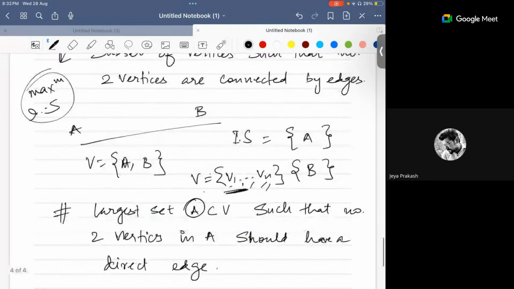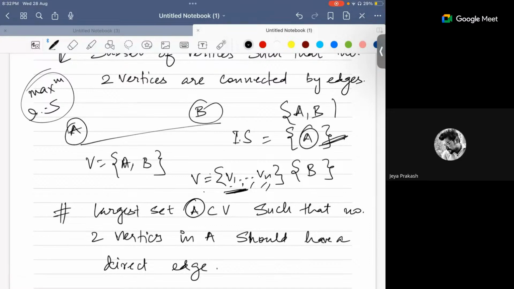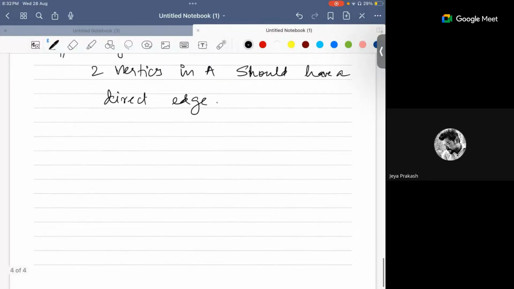Okay, so for this example, I just took A and B. If I'm just taking A, it can be a maximum independent set because this is the maximum number of vertices. Because if I'm taking AB, that can't be a maximum independent set because AB will make a direct edge. So that's why I can't take AB. I have to take either A or B. So both can be a maximum independent set for this graph. Okay, are you getting me or not? Is this clear? Yeah, got it.